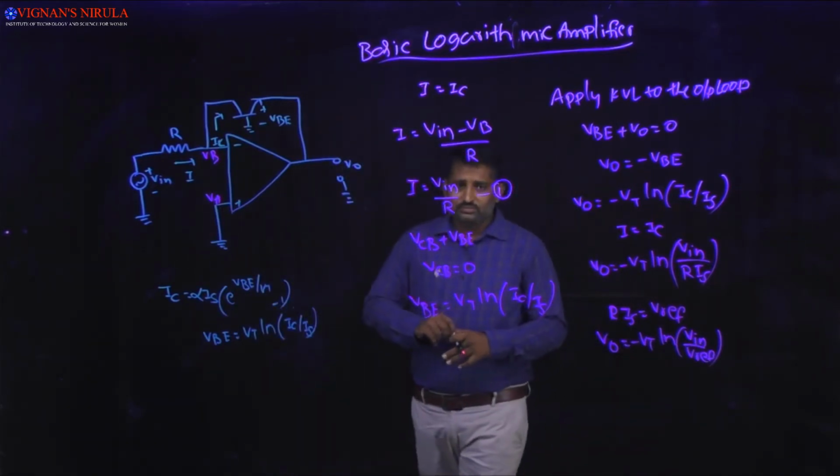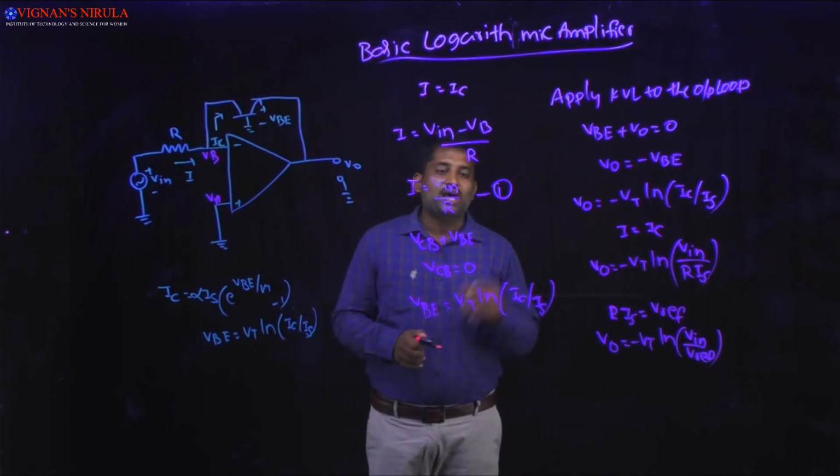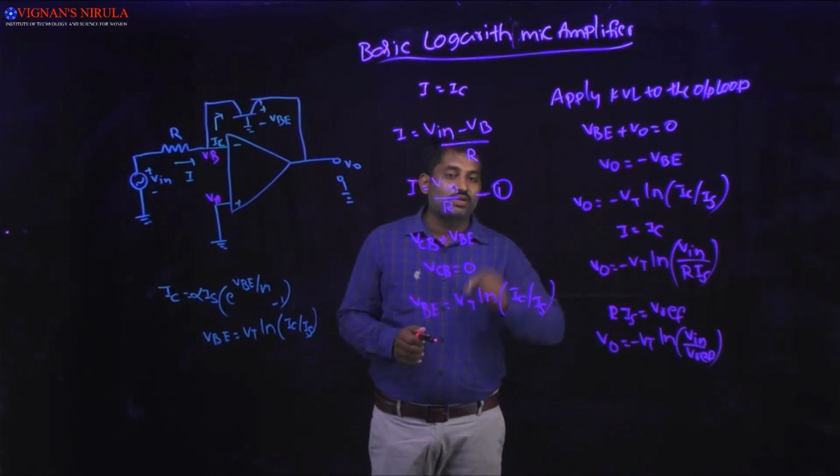Now there are some drawbacks. What are those drawbacks in the basic logarithmic amplifier?